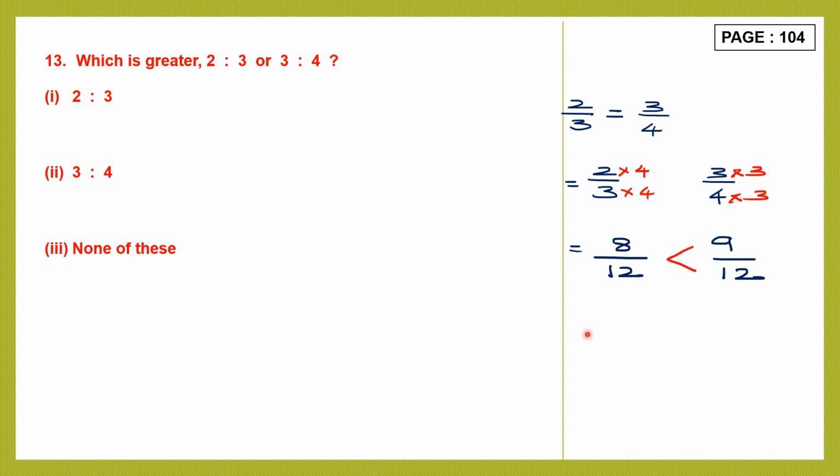So if we go back to the question, 8 by 12 is 2 by 3. And 9 by 12 is 3 by 4. And 3 by 4 is greater. If we put this in the form of ratio, 2 is to 3 is smaller than 3 is to 4. So what is the answer? 3 is to 4 is greater. So which option is that? That is option 2. 3 is to 4 is greater.